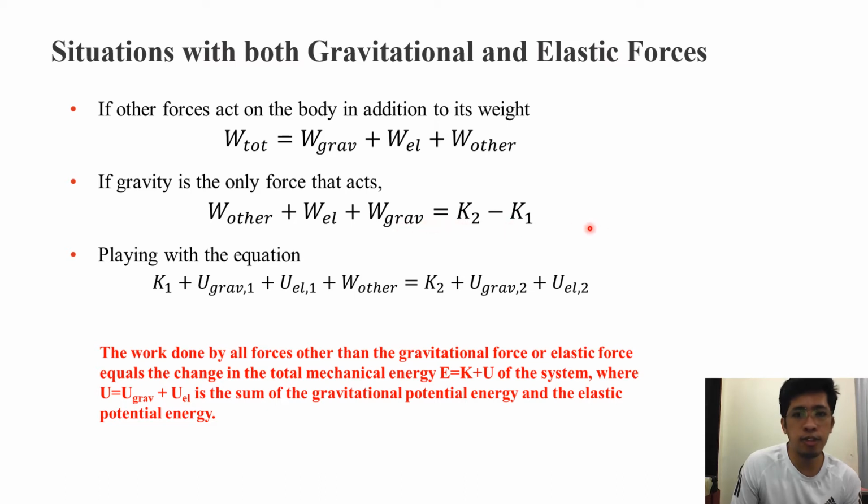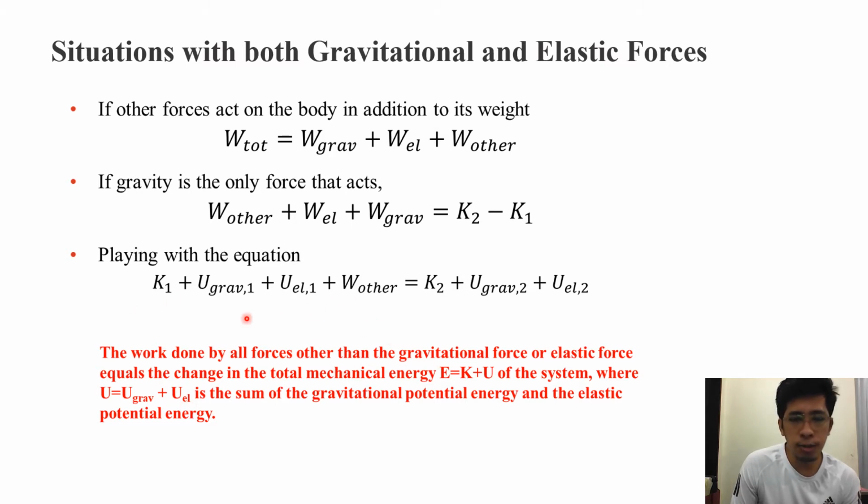Playing with the equation, we get this final form here. You have your K1 plus U grav 1 plus U elastic 1 plus work other, which is equal to K2 plus U grav 2 plus U elastic 2. Now, the work done by all forces other than the gravitational force or elastic force equals the change in the total mechanical energy of the system. You have your total mechanical energy of the system, E, equal to K plus U, where your U is just the sum of your gravitational potential energy and your elastic potential energy.